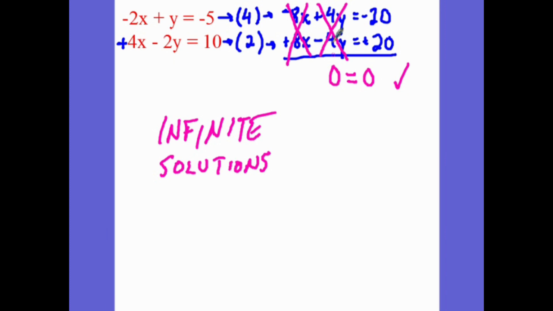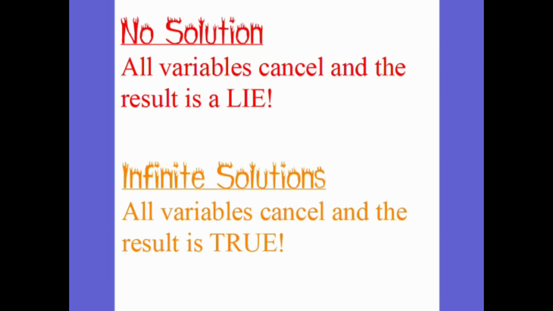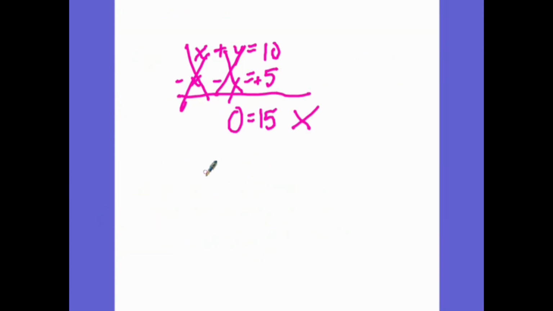If I ever get something where everything cancels on the left and I get something crazy, like let's pretend the x's and the y's all eliminate in a problem such as this, the x's eliminate, the y's eliminate, I have 0 on the left side, and then on the right I have 10 plus 5 is 15. This is a big fat lie. So I would say that the answer to this one would definitely be no solution, because this is when all the variables cancel and it's a lie. So I would write no solution for my answer here.